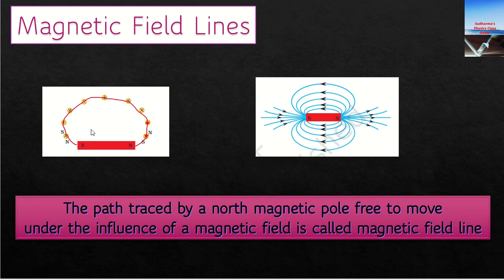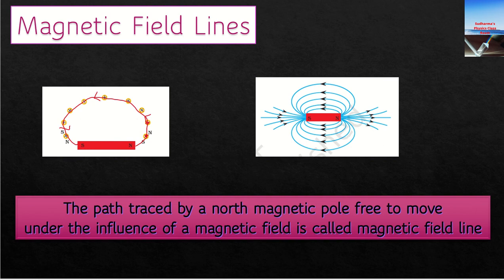So we were following the north pole of the compass needle and it is reaching towards the south pole of the bar magnet. Okay. So the direction of the magnetic field is from north to south. Hope you are understanding. So this is one magnetic field line I have plotted. Similarly, we can plot many magnetic field lines.